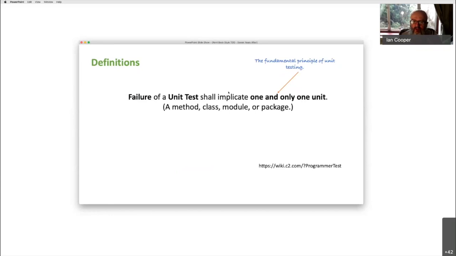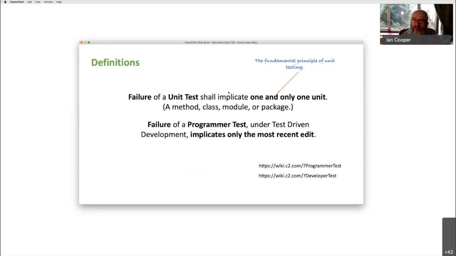In TDD, we write programmer tests, sometimes called developer tests, right? And failure implicates the most recent edit. Your localization is to what you just changed. If you work test by test, you do a little bit of work, run the tests, do a little bit of work, run the tests, do a little bit of work, run the tests, the amount of code that essentially causes red tests is probably 4 or 5 lines that you just changed. You have absolutely got defect localization because it's something you just added.